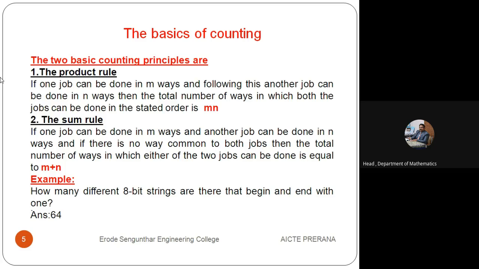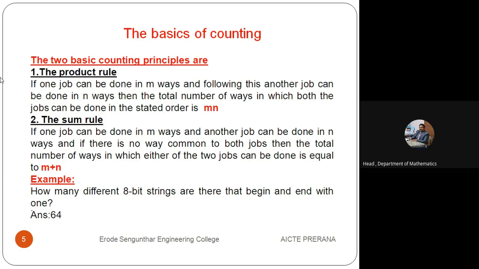The example problem is: how many different 8-bit strings are there that begin and end with 1? That is, we calculate how many different 8-bit strings satisfy the given condition, that the string starts and ends with 1. Each bit is either 0 or 1, but the first and 8th places do not change. They are constant values: the first place is 1, and the 8th place is also 1.